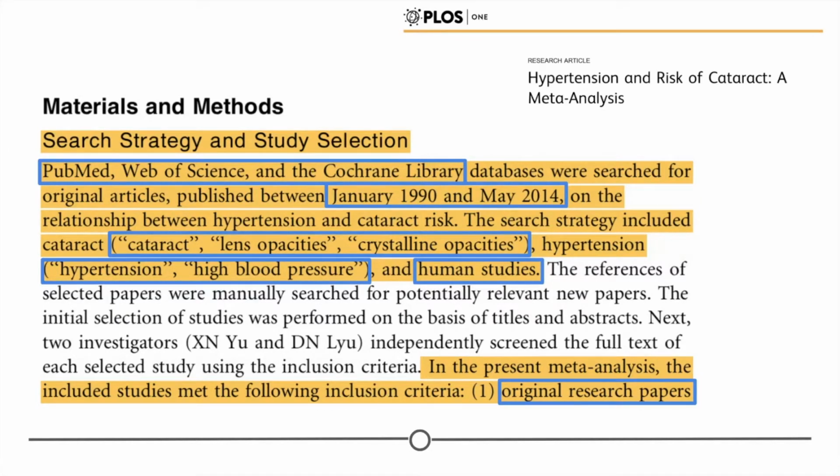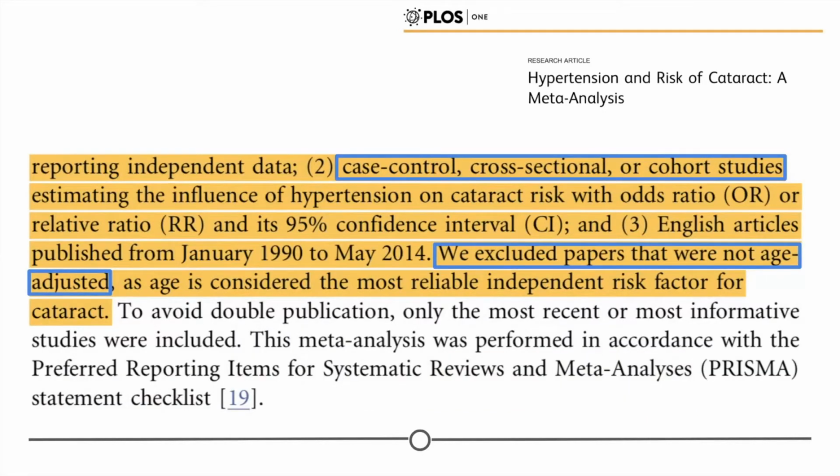The meta-analysis excluded any non-human studies. Again, this is important as you want your results to be comparable. Only original research papers were included. In other words, abstracts, editorials, or conference proceedings were not included. The studies included were case control, cross-sectional, or cohort studies. And finally, the researchers excluded papers that were not age-adjusted. This is key, as it is further explained in the text that not adjusting for age would introduce bias, since age is a major risk factor for cataract. But you can read the full article in PLOS One.